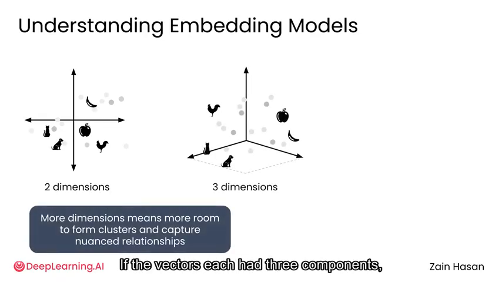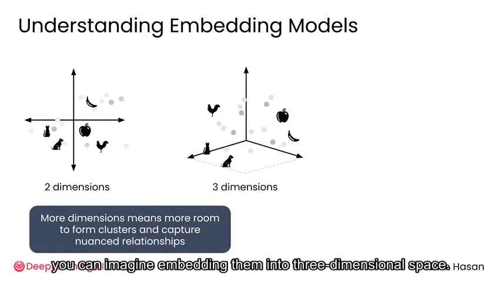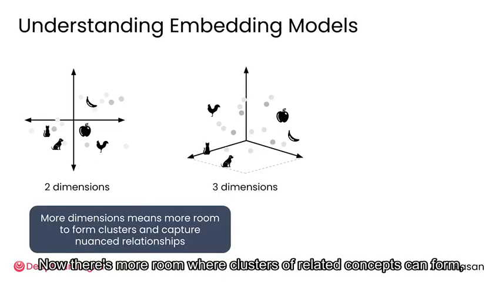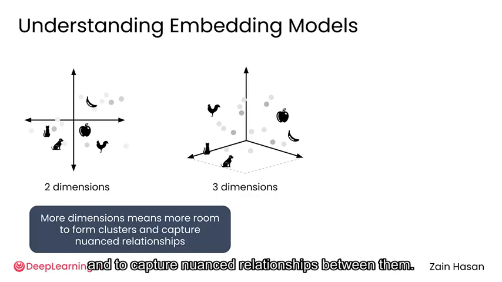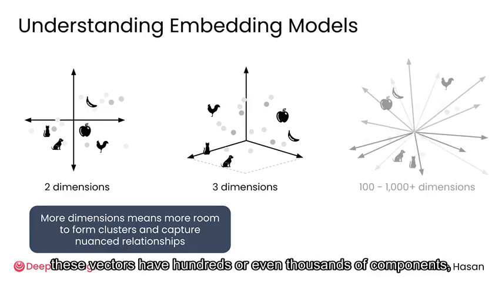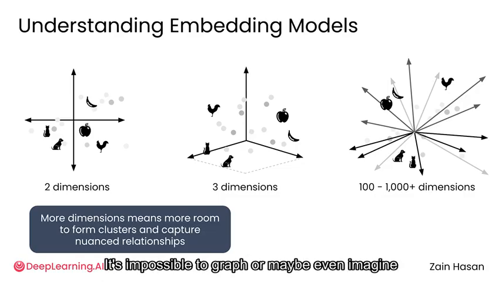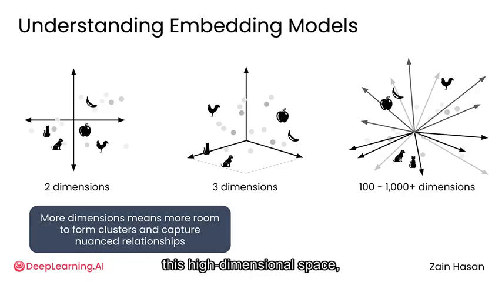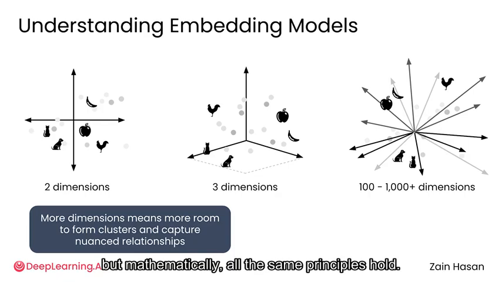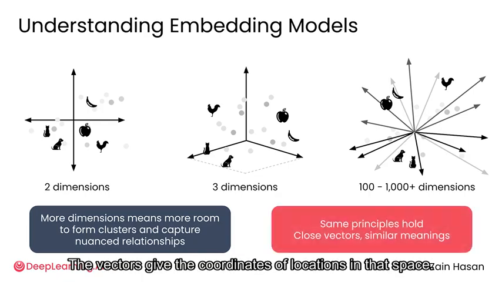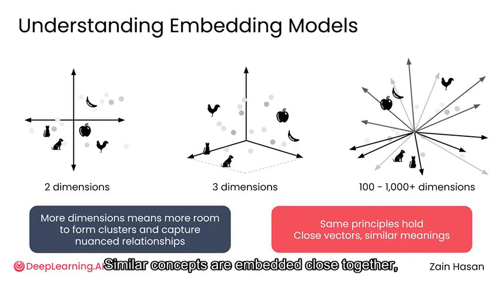If the vectors each had 3 components, you can imagine embedding them into 3-dimensional space. Now there's more room where clusters of related concepts can form, and to capture nuanced relationships between them. In most embedding models, however, these vectors have hundreds or even thousands of components, giving an incredible amount of flexibility on where to embed each point. It's impossible to graph or maybe even imagine this high-dimensional space, but mathematically, all the same principles hold. The vectors give the coordinates of locations in that space. Similar concepts are embedded close together, and dissimilar concepts are embedded farther apart.